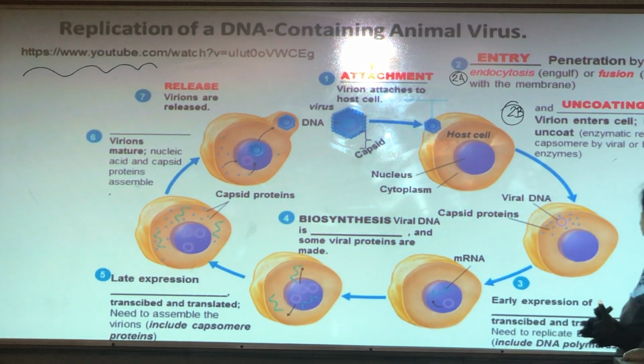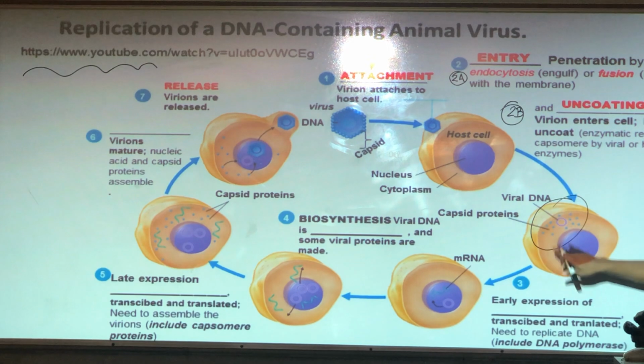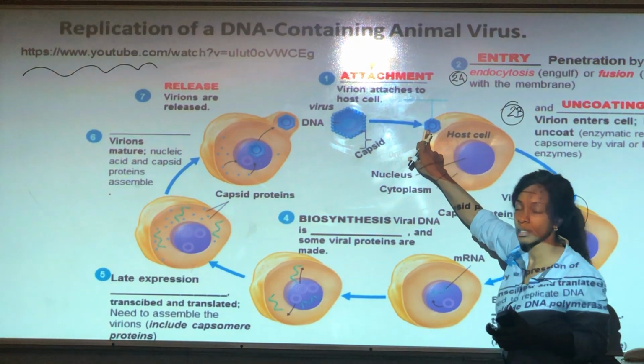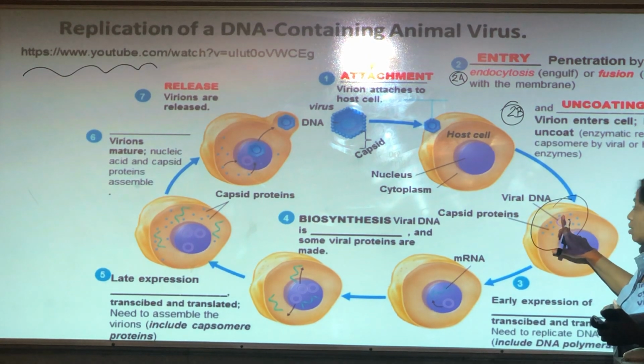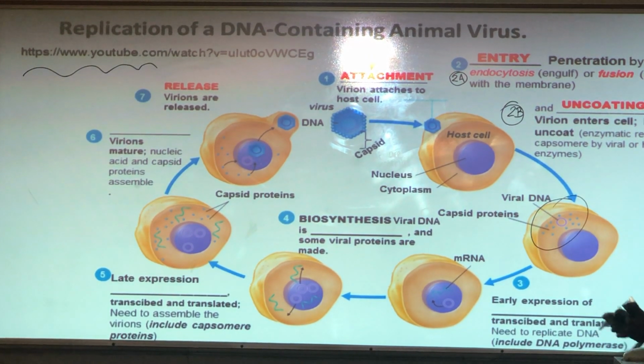So what happens in 2B? Uncoating, right? So once the virus comes inside, it will lose its protein coat. So all the capsomeres are degraded. So here we have our viral particle. This was the virus with the capsid. Now it has lost its capsid, so it can either be degraded by the viral or host enzymes.